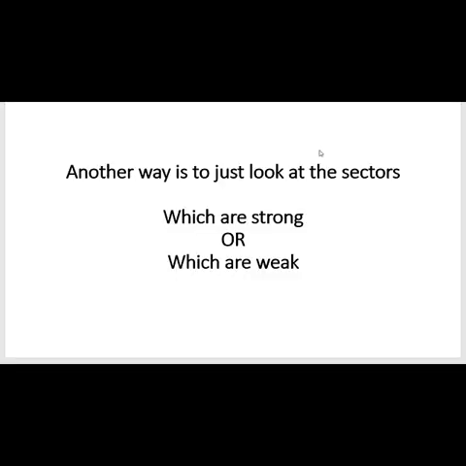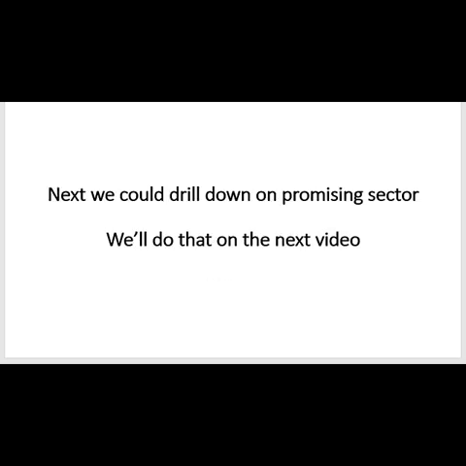So to wrap this up, we looked at the sectors that were strong. We could look at those that are weak if our bias is that way. We could also do something else, which is what we will do in the next video, and that is drill down on a promising sector. We don't have to stay at the sector level. We can go down and find the best stocks inside that sector. And next time I'll show you how to do that.